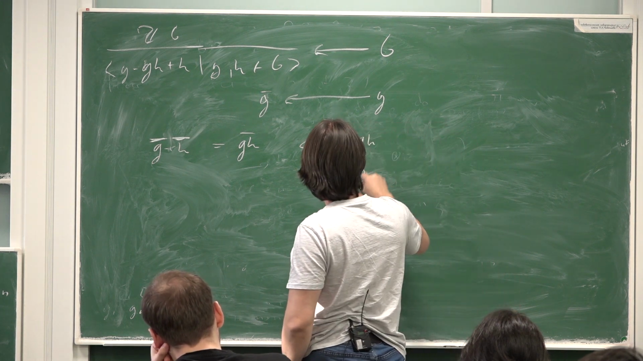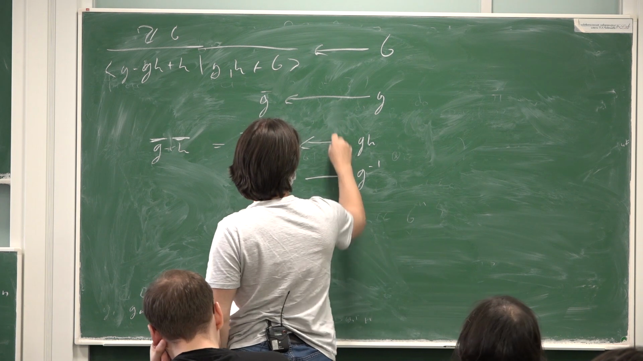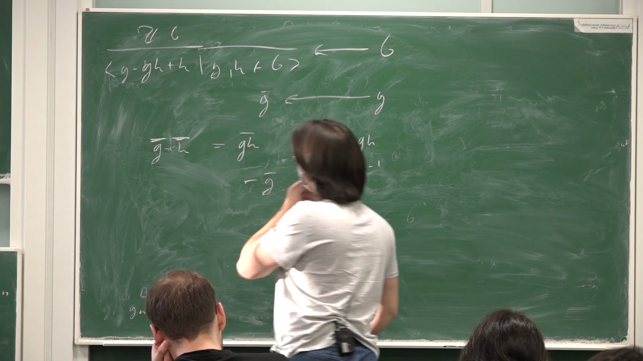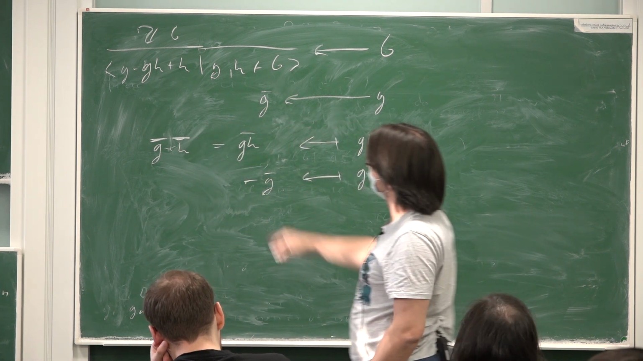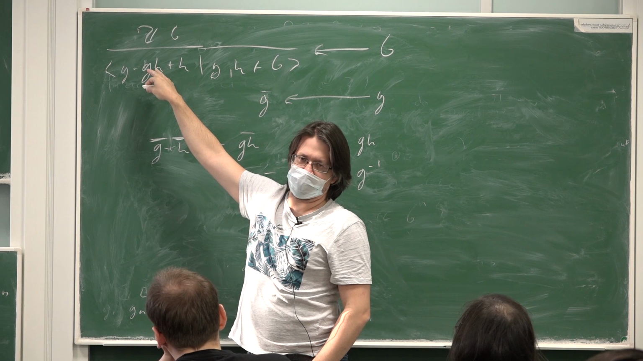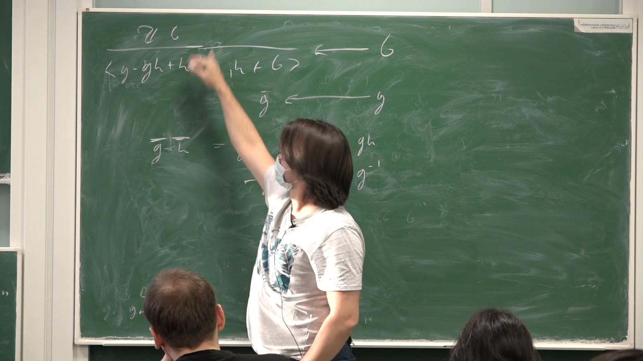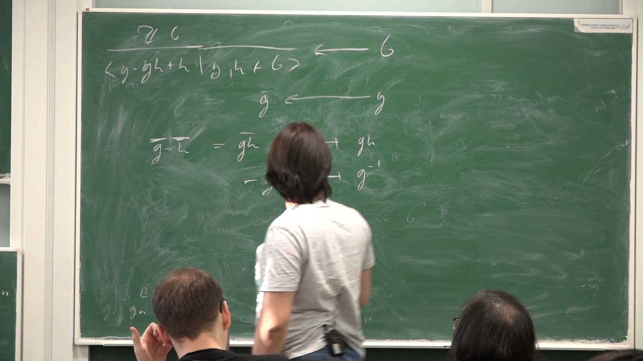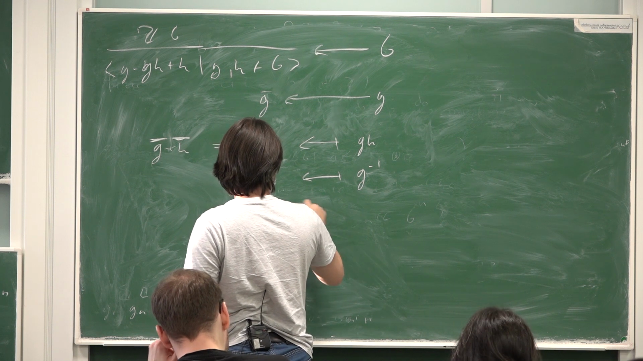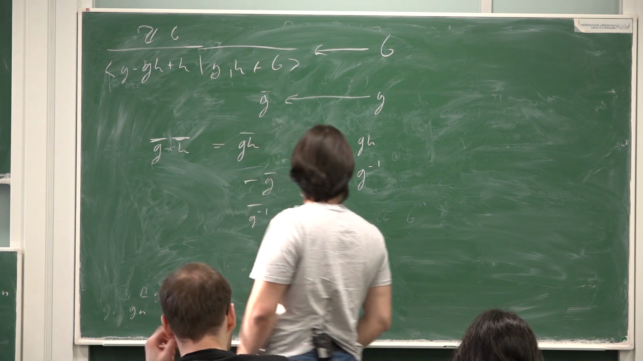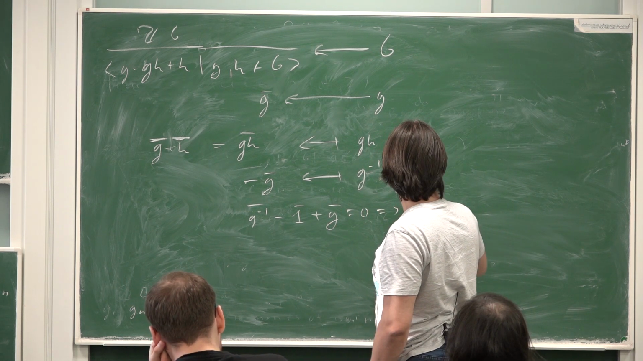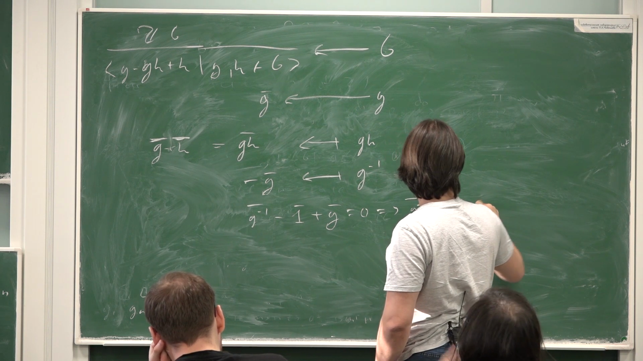Analogously, one can show that G minus 1 goes to minus G. Because you can see that if you put G equals H equals 1, then you factorize by 1, so 1 is 0 here. And if you write G minus 1 plus G, it is 0, so the class of G minus 1 is equal to minus G.